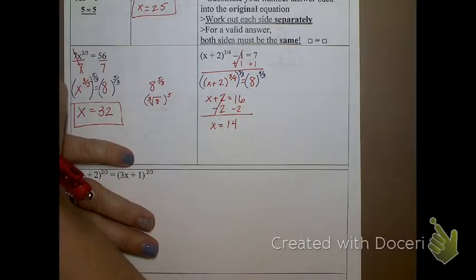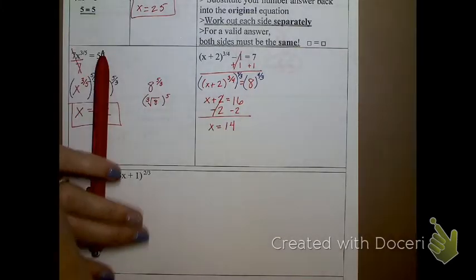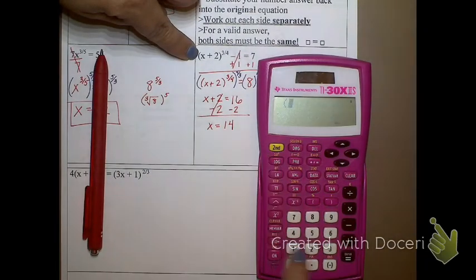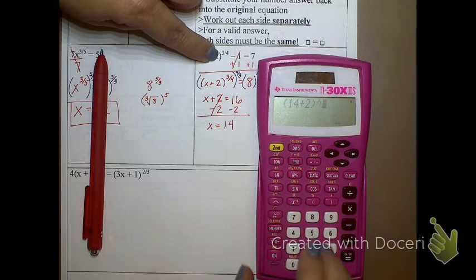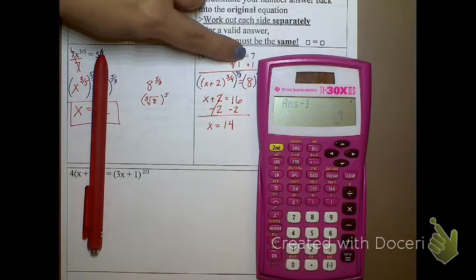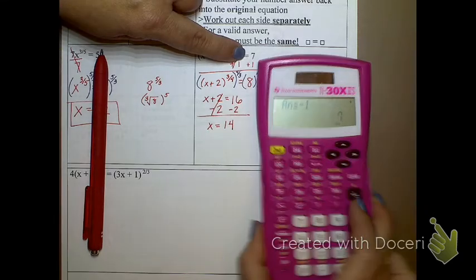Do I need to check my answer? Yes. Why? That denominator is even, which means the index is even. I'm going to check it on my calculator. Parentheses, 14 plus 2 to the what power? 3/4. Now, just because I don't know how my calculator is going to feel if I put the -1 right now, I'm going to click enter. Then I'll do my -1, and it does give me 7, so my answer checks out.